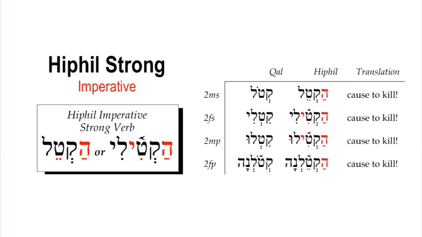In the second example, haktili, you also see the he pathach prefix that identifies the Hiphil stem, and then the hireq yod stem vowel. If you look at the Hiphil paradigm of the imperative on the right side of your screen, haktel, haktili, haktilu, haktelna, you'll see every form is identified with a he pathach prefix. That he pathach prefix is the key to identifying the Hiphil stem. You'll also see that the stem vowel is variable, just like the imperfect, between hireq yod and tsere. It's tsere in the 2ms and the 2fp, but hireq yod in the 2fs and the 2mp.